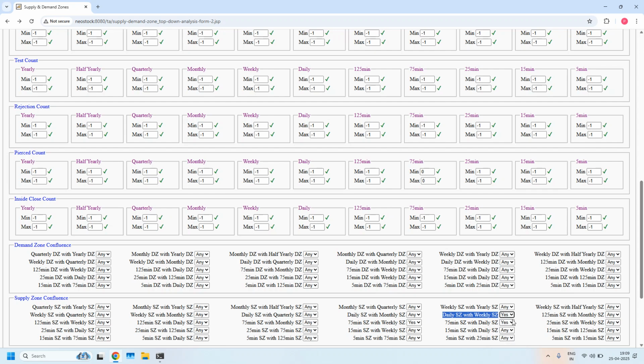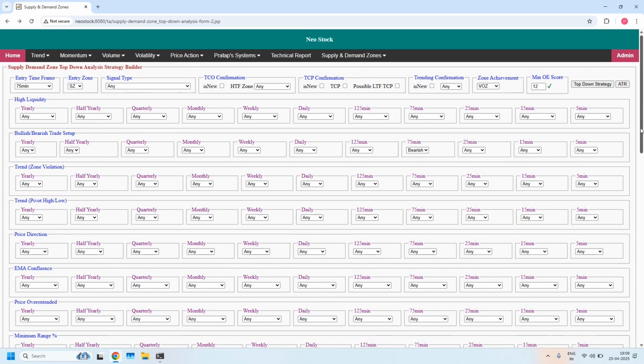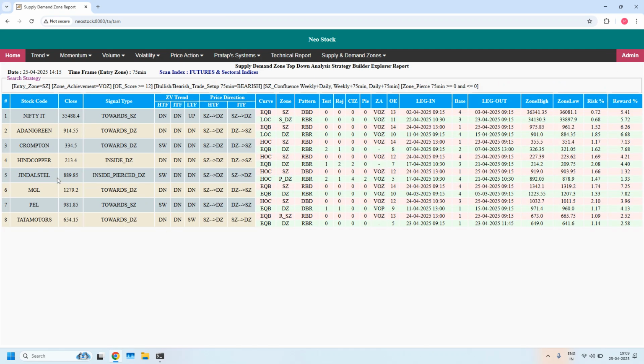With all the 3 filters, LTF, ITF, HTF supply zone confluence, we got 8 stocks. That means in all the 8 stocks, all these 75 minute supply zones are overlapped with daily supply zone. Again, both together are overlapped with weekly supply zone. That means all are part of weekly supply zone. At the same time, weekly trend is down in some of these stocks, around 1, 2, 3, 4, 5 stocks.